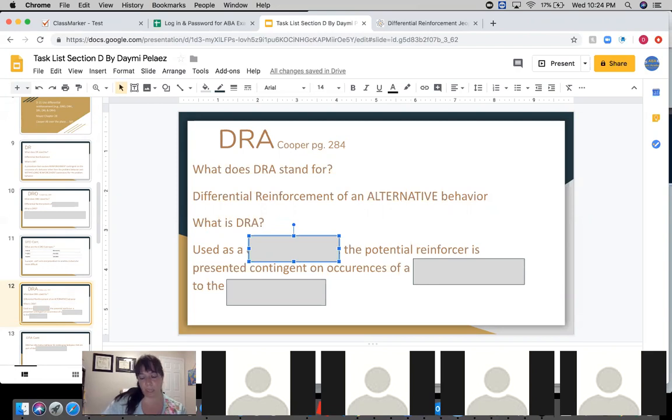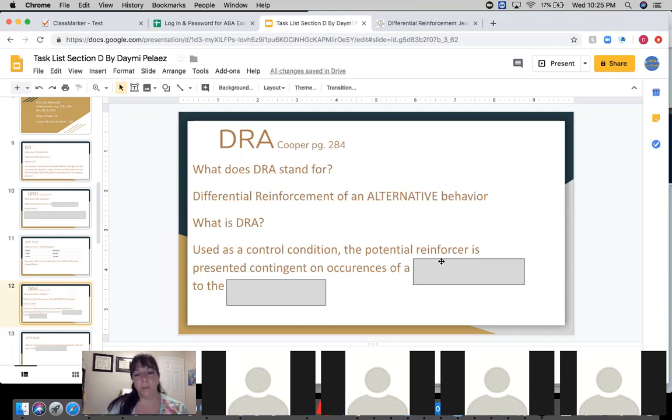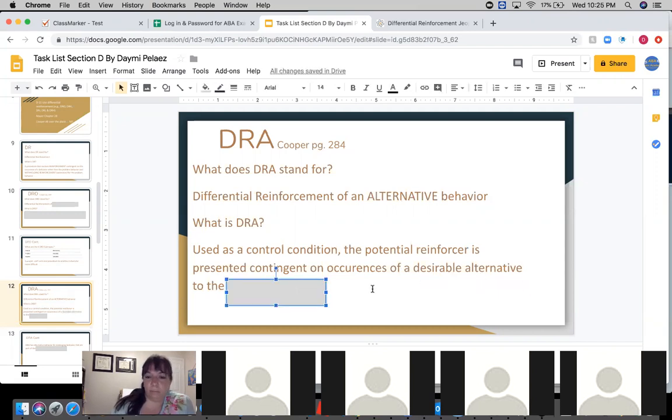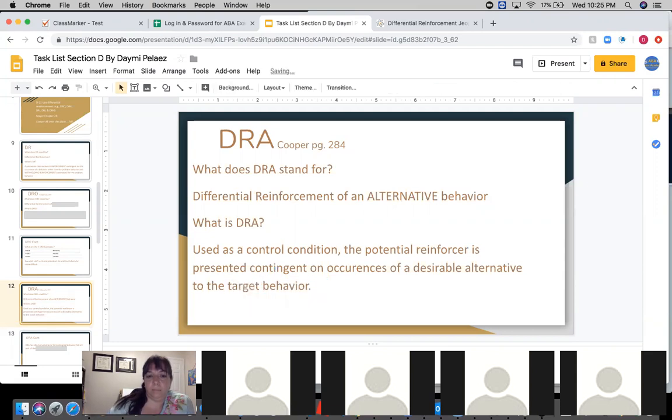But what is DRA? What is the definition in your own words? So DRA is used when an alternative behavior to the target behavior is emitted. Then with DRA, the client will be reinforced. Perfect. Okay, so used as a control condition, the potential reinforcer is presented contingent on occurrences of a what? You said it. Alternative behavior. Desirable alternative to the blank. To the target behavior. Target behavior.